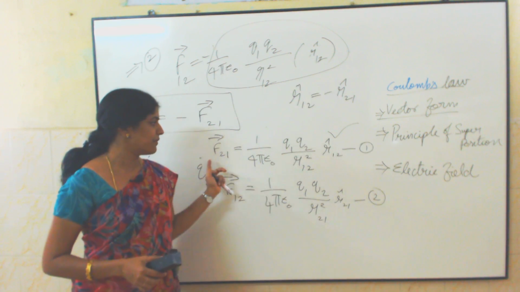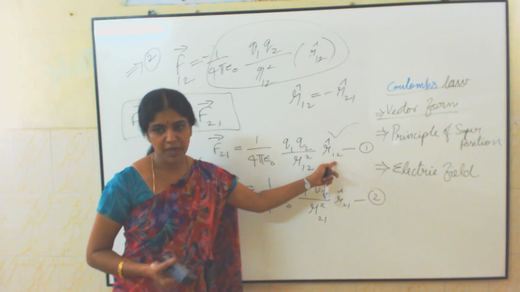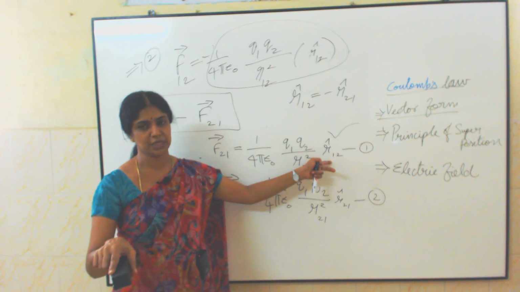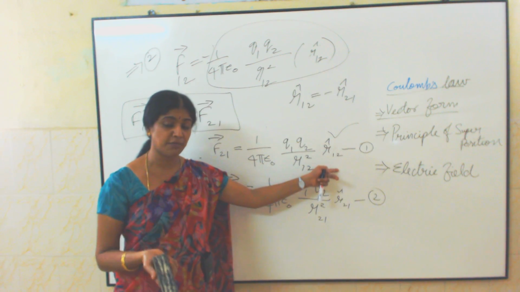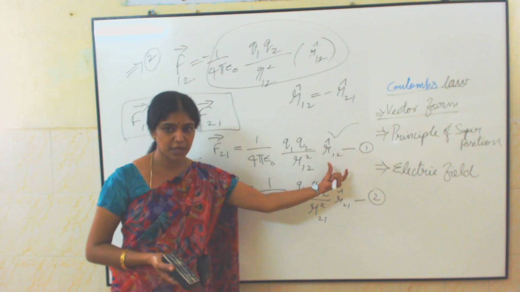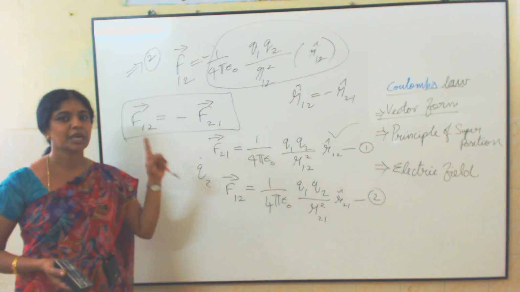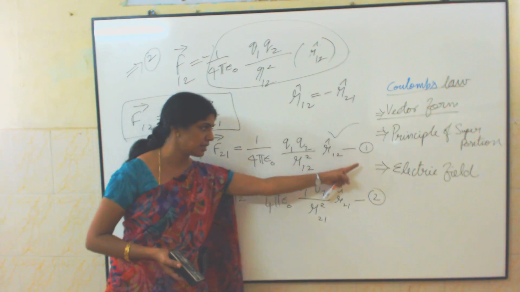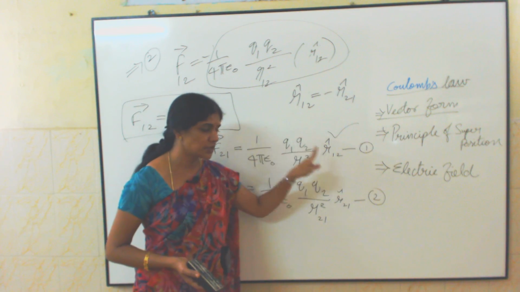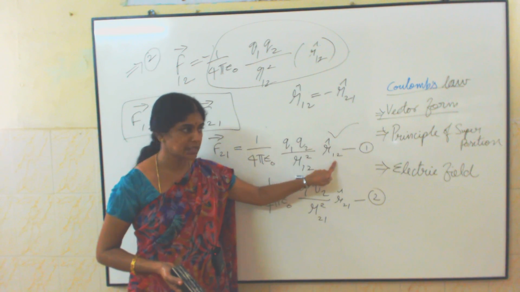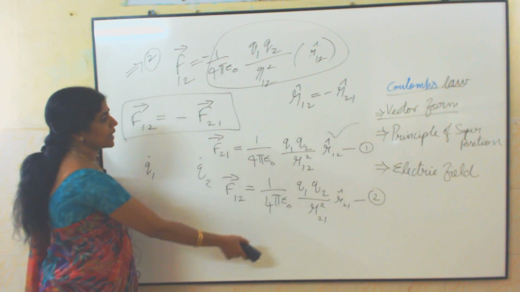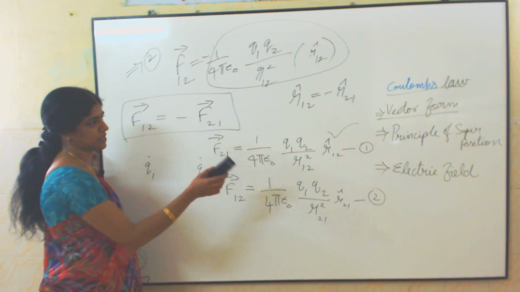So, this is the way I can write Coulomb's law in its vector form. I just want to represent the direction in which the force is acting. When you write Coulomb's law in its vector form, you add this term, the unit vector. It gives you the direction in which the force acts. For example, in equation 1, this unit vector R12 cap gives you the direction of the force. It acts from Q1 to Q2. Clear?